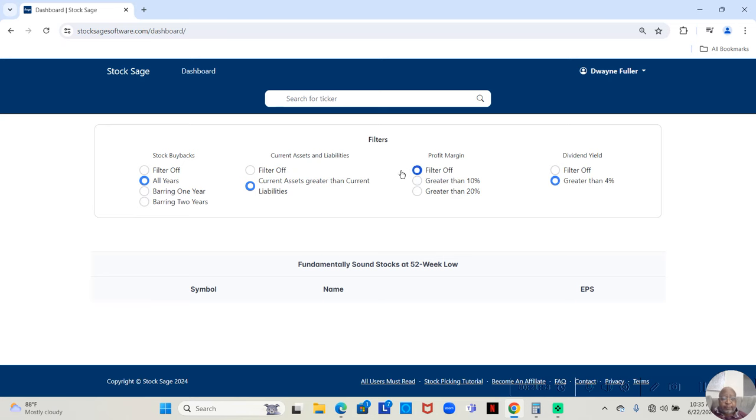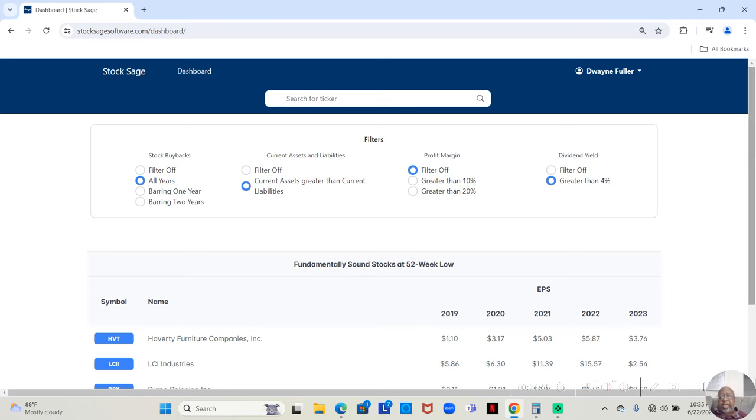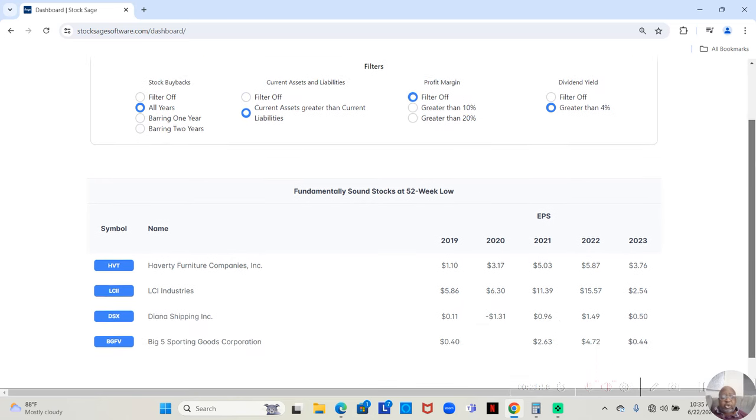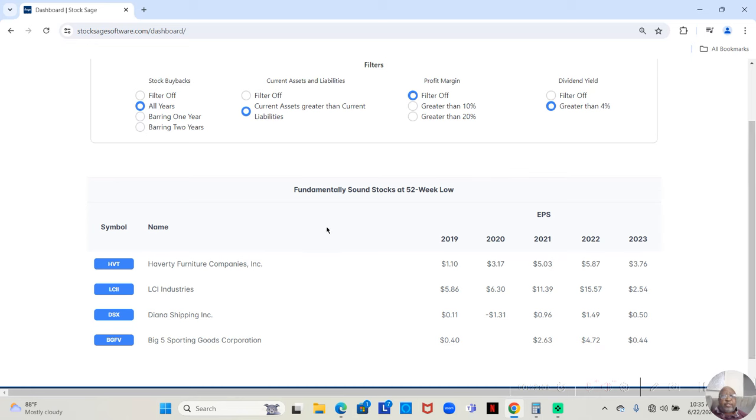But despite that, you still have tons of companies showing up in the app. Here's four companies right off the bat with stock buybacks for the last 5 years, current assets greater than current liabilities, total assets greater than total liabilities. Only thing is, their profit margin is not 10% for all 5 years, and they have a 4% or greater dividend yield. We have Haverty, LCI, Diana, and Big Five.